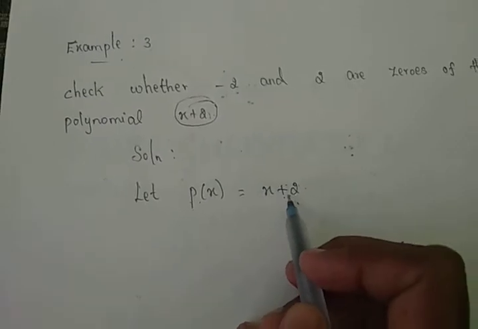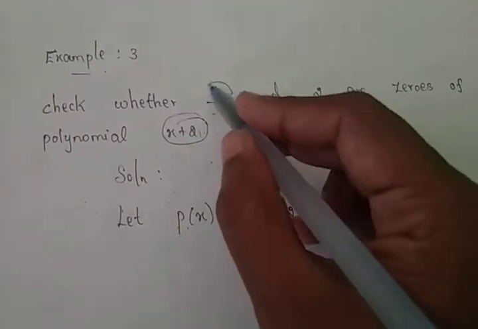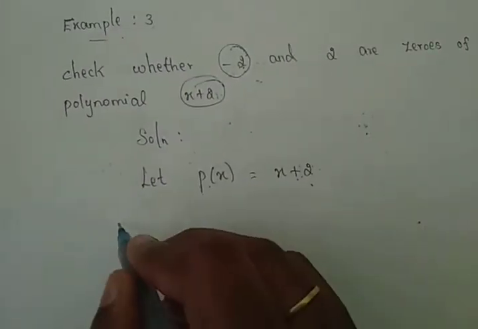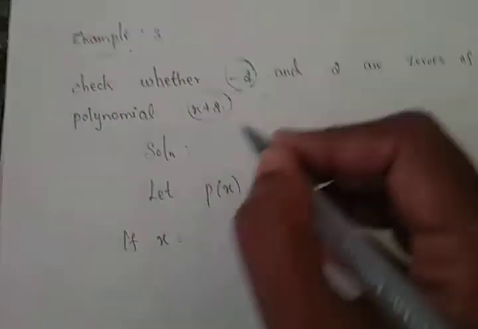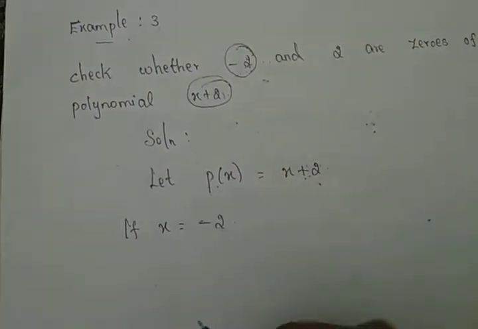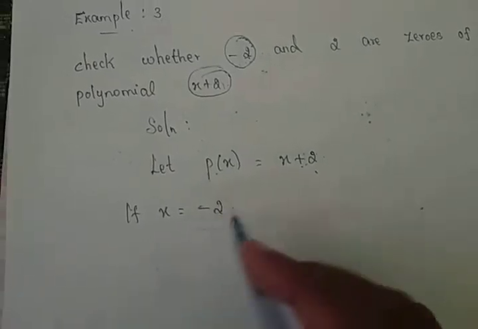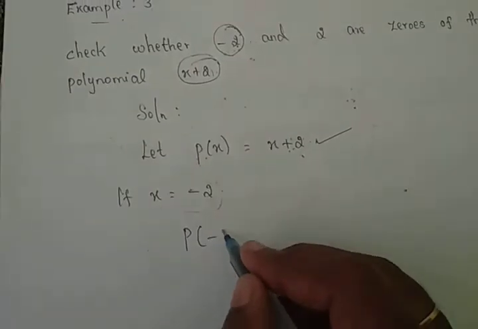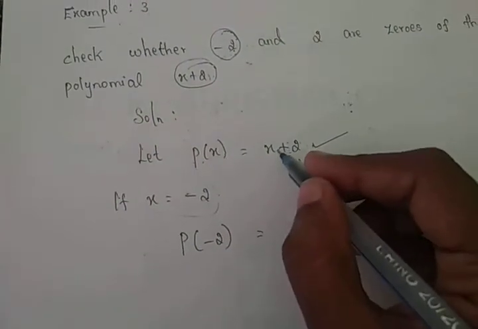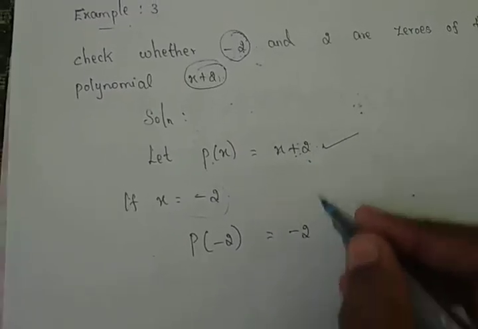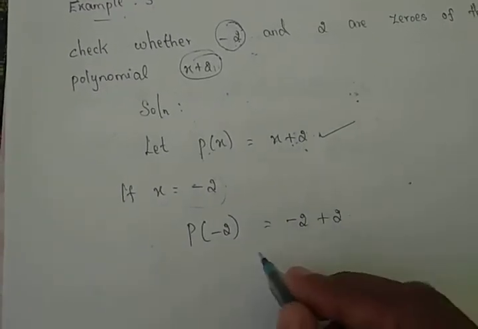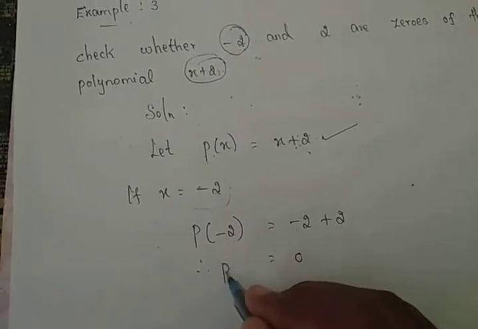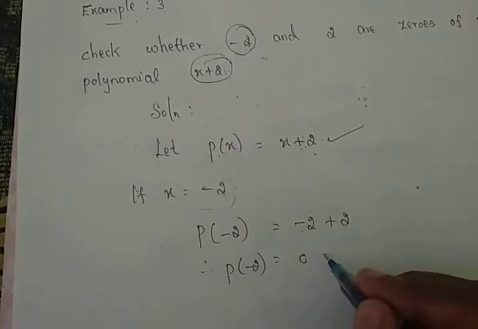The next condition, first 0 is what? Minus 2. So first we have to take x equal to minus 2 and apply it in this polynomial. Then on the left hand side we will get p of minus 2 equal to, on the right side, x value minus 2 plus 2. Minus 2 plus 2 means we will get 0. Therefore, p of minus 2 equal to 0.